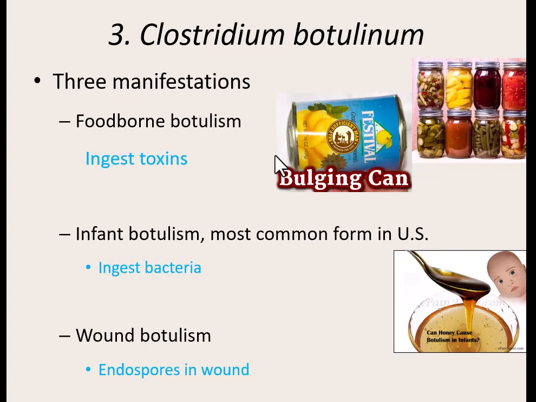Now, there are 3 ways we can pick it up. And so then there are 3 different kinds of outcomes, or 3 different types of diseases. One is called foodborne botulism. It just means you ingested the toxins. Doesn't always mean you ingested the bacteria itself and have an infection of bacteria, but you ingested the toxins.